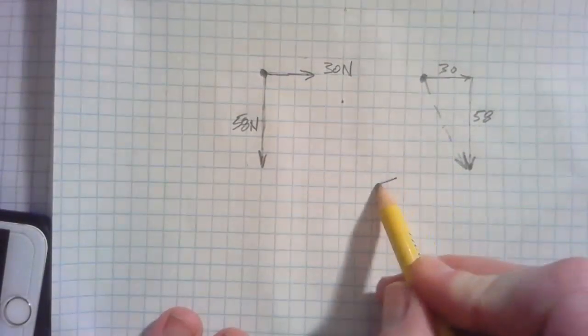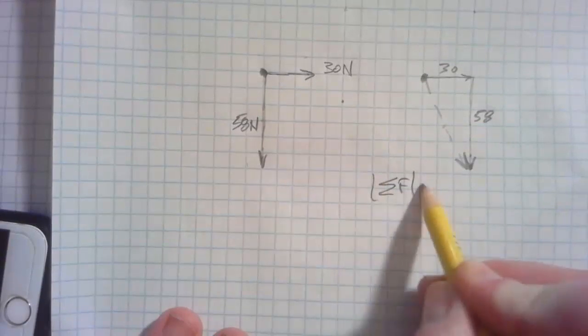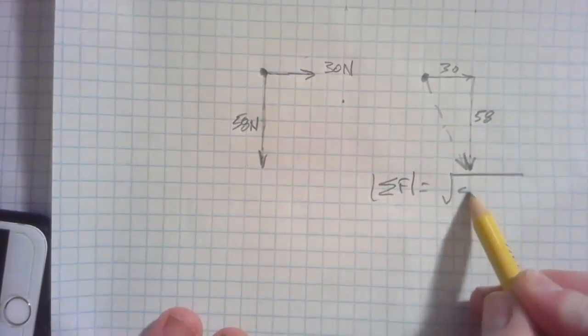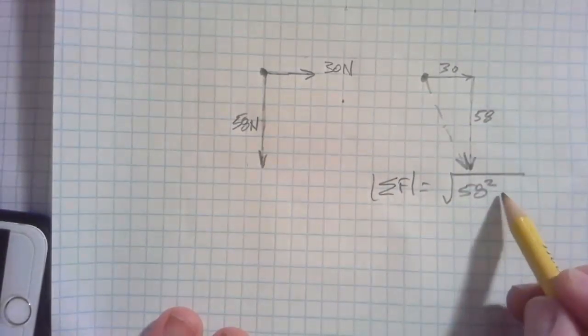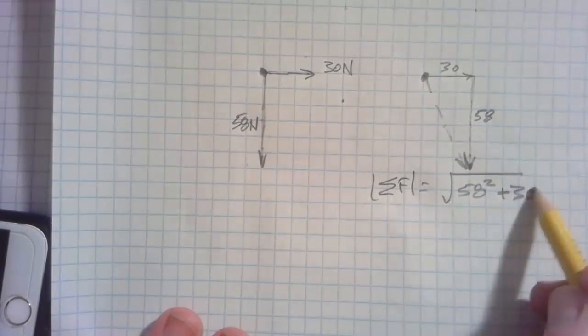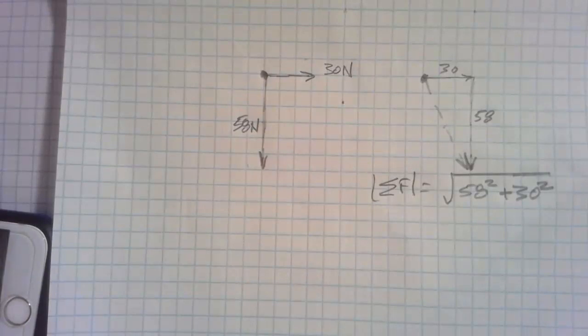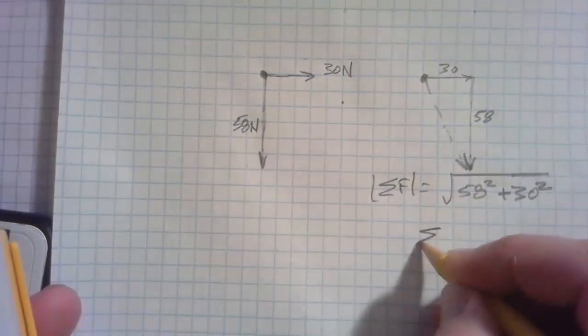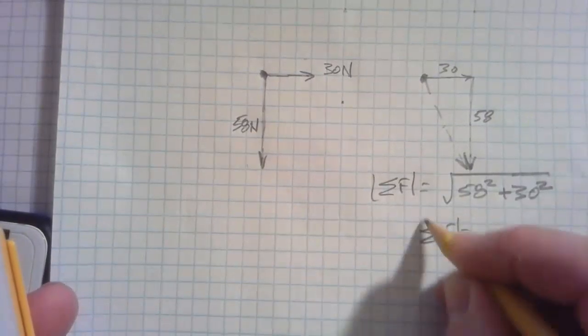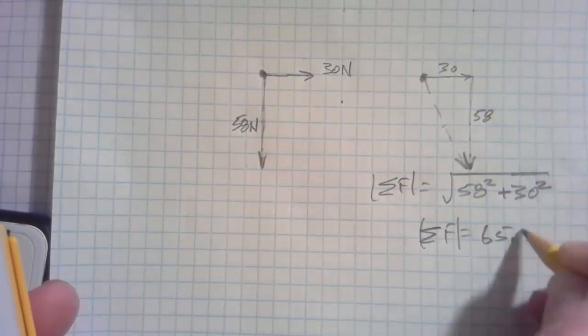So let's find the net force. Magnitude, the size of it is going to be the square root of 58 squared plus 30 squared. And then take the square root. So we're going to go 58 squared plus 30 squared. Square root of that. 65.3. So the net force has a magnitude of 65.3.